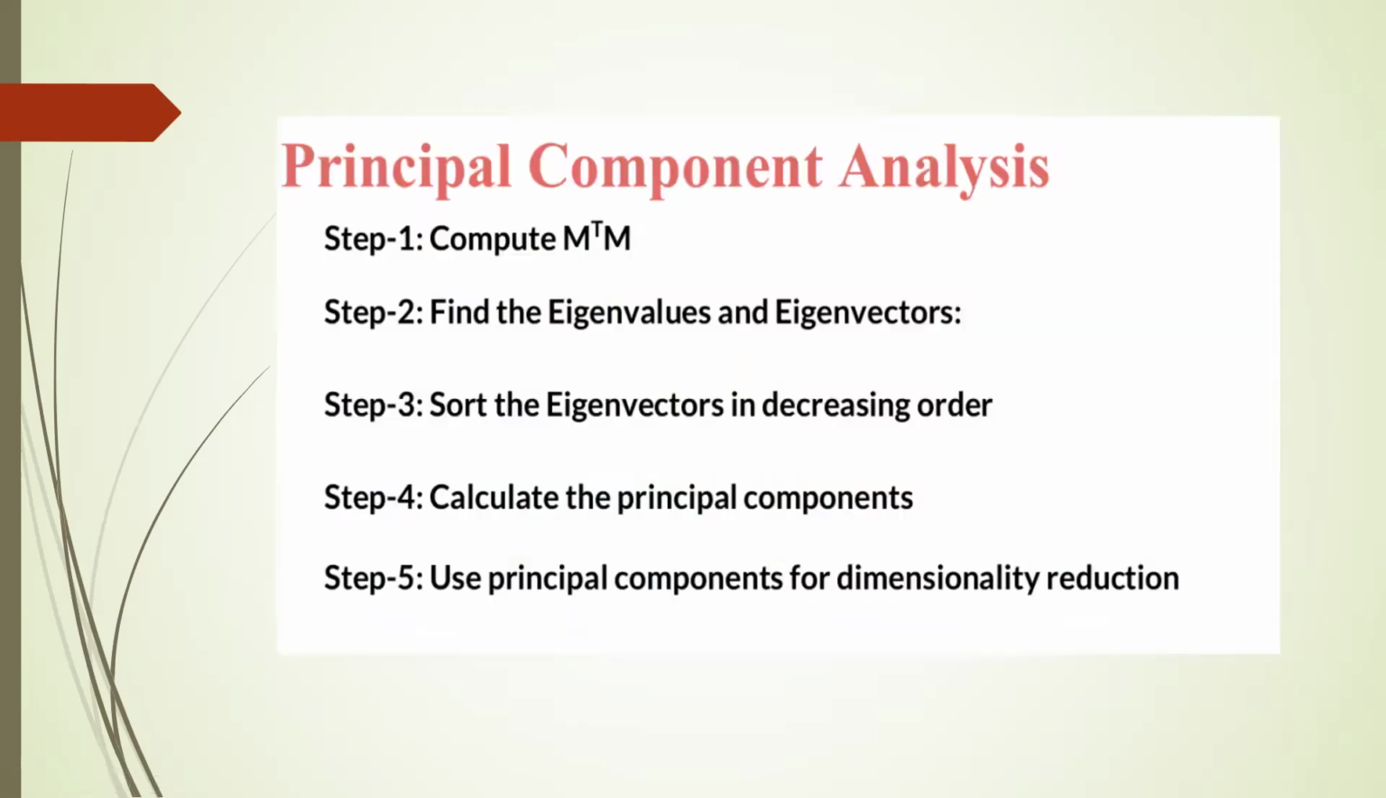Example: in PCA, if the matrix is given, in the first step we have to transpose the matrix, and we have to find the eigenvalues and then the eigenvectors, and we have to sort the eigenvectors in decreasing order and calculate the principal components. And in the fifth step, we use the components for dimensionality reduction.